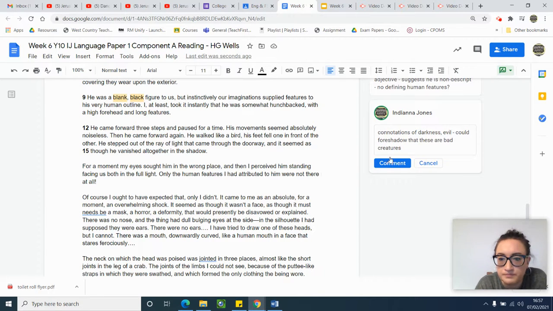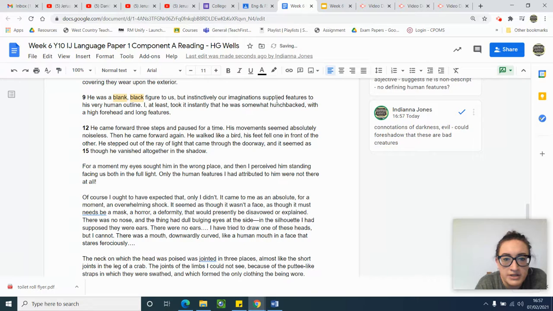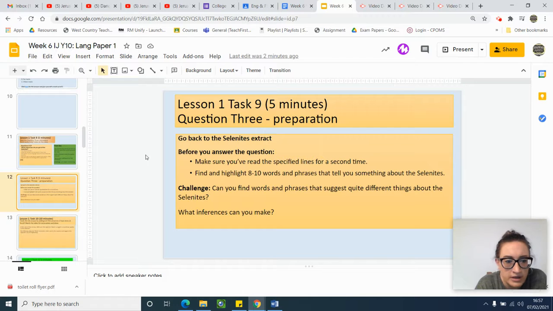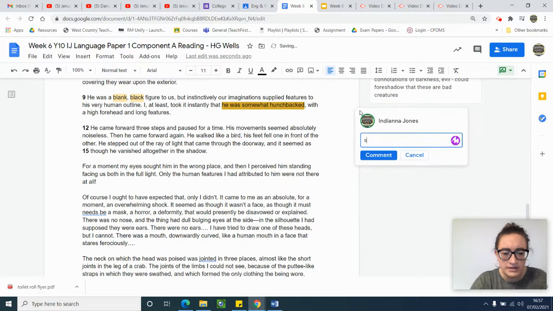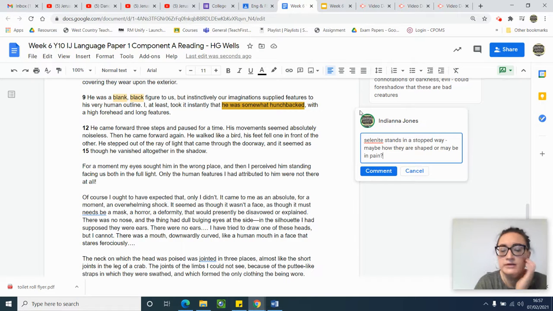I'm just going to do one more. 'Instinctively, our imagination supplied features to his very human outline. I at least took it instantly that he was somewhat hunchbacked, with a high forehead and long features.' I'm just going to check, what impressions are we given? Yeah, that is an impression that we're given, that he's got some kind of hunchback. So the Selenite stands in a stooped way, maybe how they are shaped, or maybe in pain. So that's an impression that I am getting.